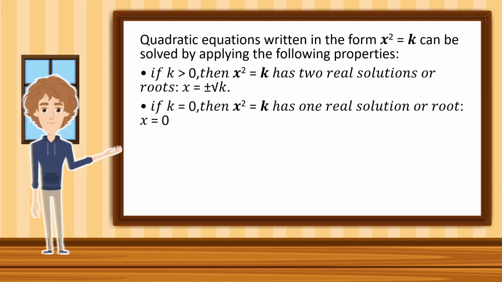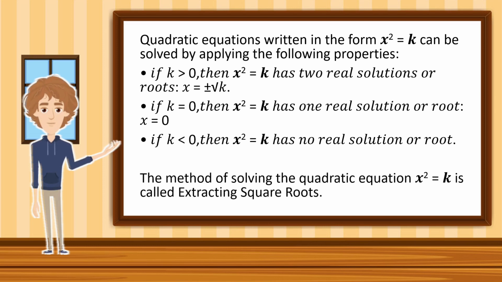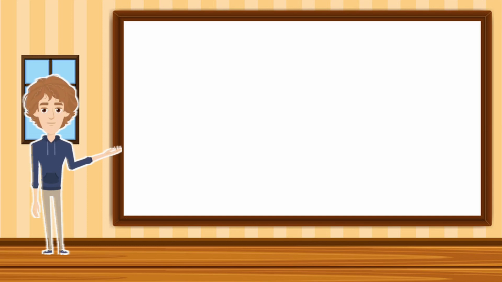The second one is, if k is equal to 0, then x squared is equal to k has one real solution or root, which is x is equal to 0. And the third property is, if k is less than 0, then x squared is equal to k has no real solutions, or no real roots. The method of solving the quadratic equation x squared is equal to k is called extracting square roots.